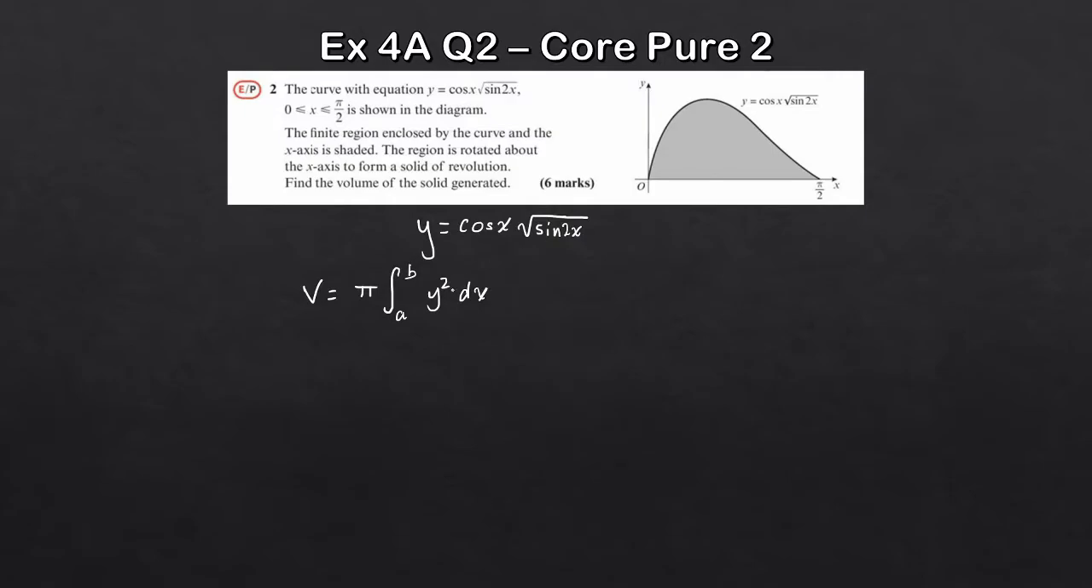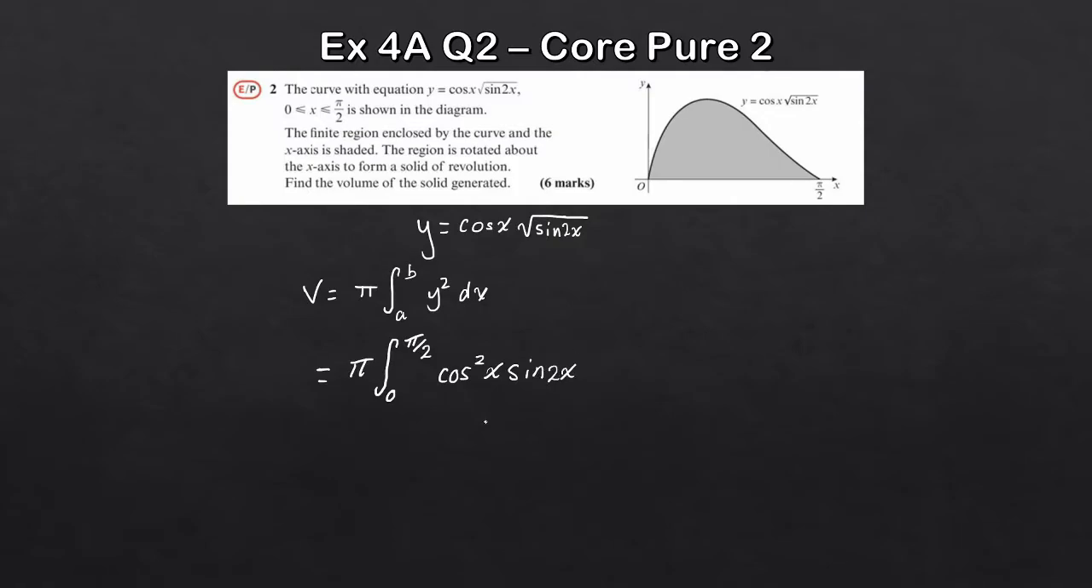Y squared, well, that'd just be cos x times root sine 2x, all squared. So if we write this out in full, this is pi times the integral from a to b. So a is 0, and then b is pi over 2, of y squared, and y is cos x times root sine 2x. So if you square that, that's going to give you cos squared x times sine 2x. Okay.